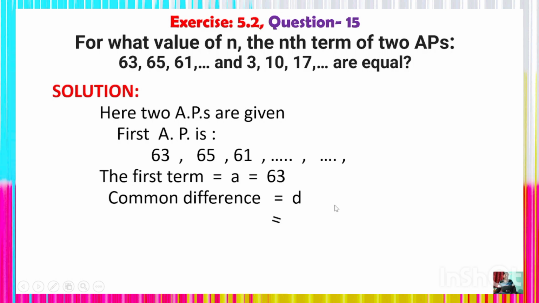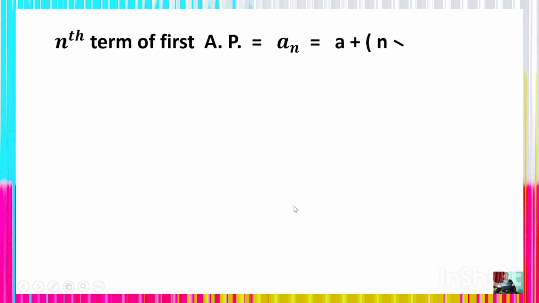The common difference d is equal to a2 minus a1, which is 65 minus 63, which is 2. The common difference is 2. Okay, a is equal to 63, common difference d is equal to 2, right? Now the nth term of the first AP, which is a_n, is equal to a plus (n minus 1) whole into d, which is 63 plus (n minus 1) whole into d.